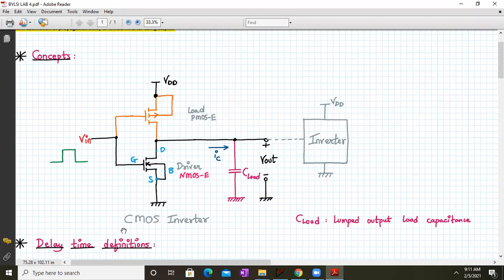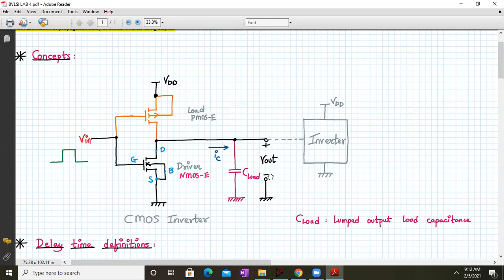As you can see, this is a CMOS inverter. We have a PMOS load and an NMOS driver. Remember that the body terminal of PMOS is connected to VDD, and the body terminal of NMOS is always connected to the ground. Here we have tied both the gate terminals together, and we are applying a pulse signal.